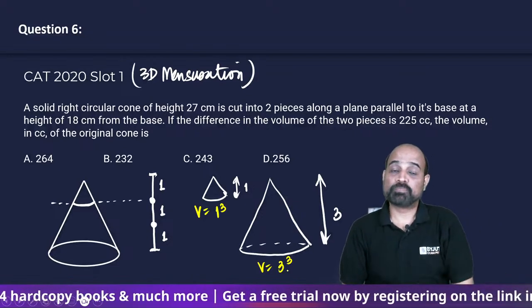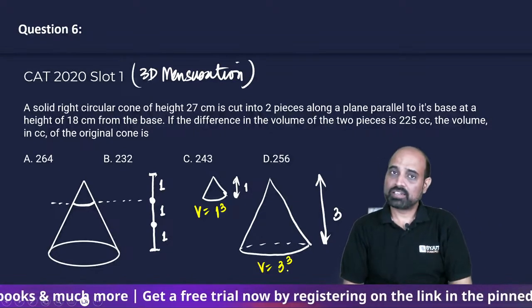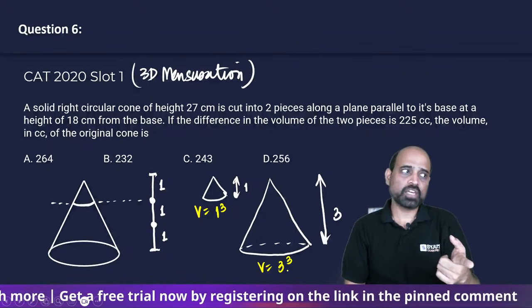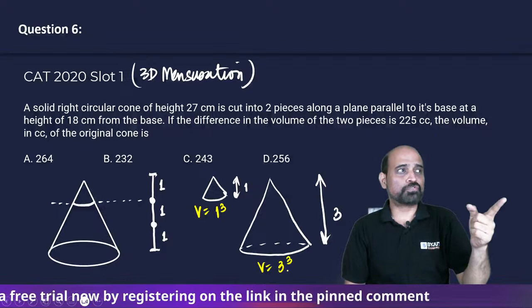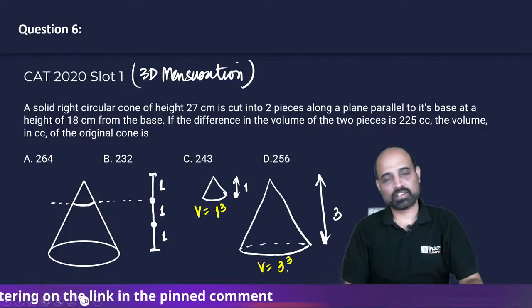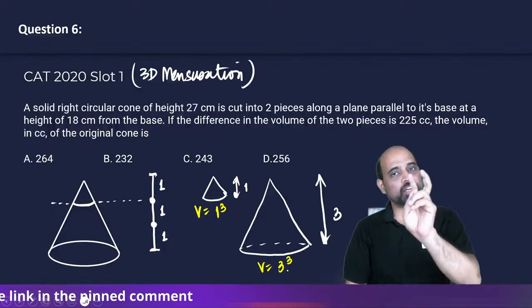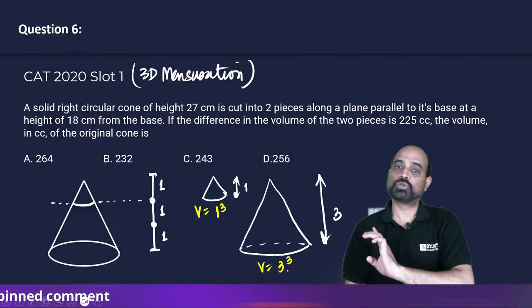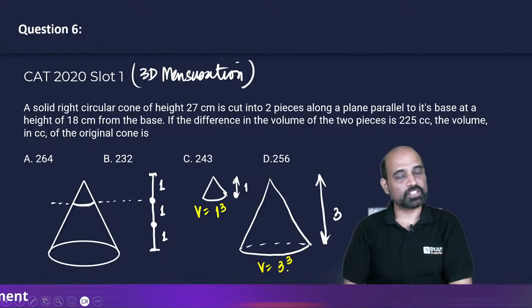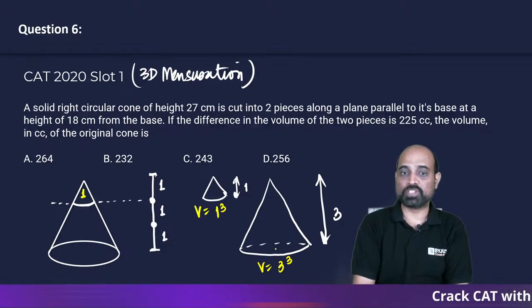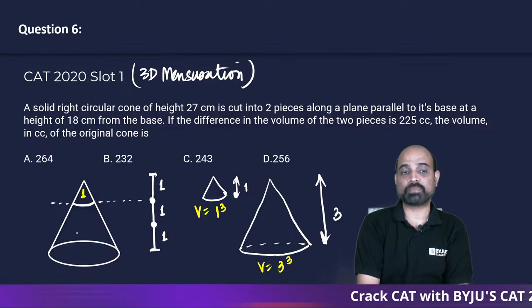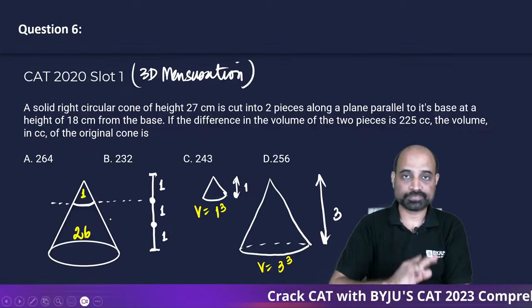Now, some of you must be thinking, "Arey sir, no, the volume is actually 1/3 pi r square h." But if one of the sides is given and you have two similar figures, all you have to do is cube it in order to get the volume. So the volume of this small cone is 1 and the volume of the large cone is 27. That means the volume of the lower piece is 26.